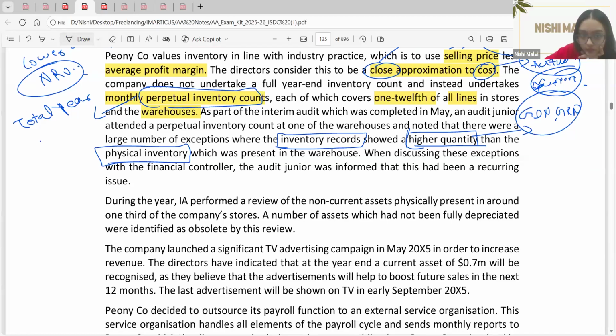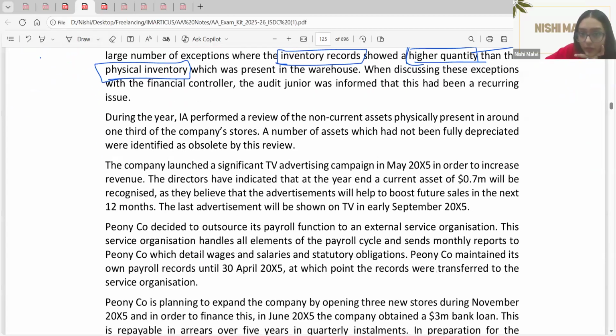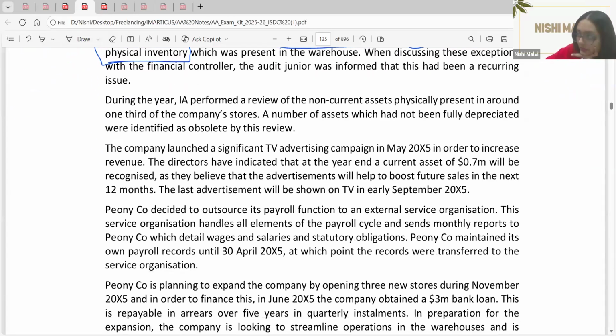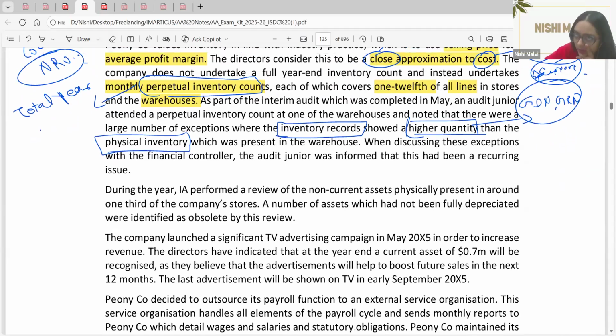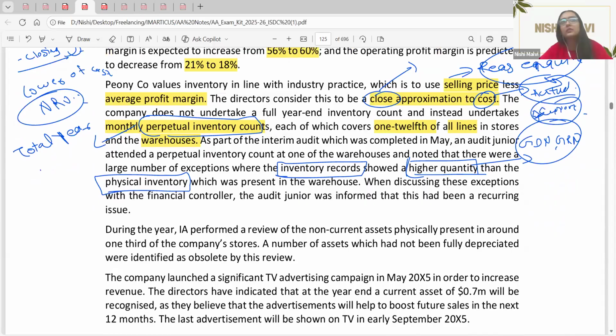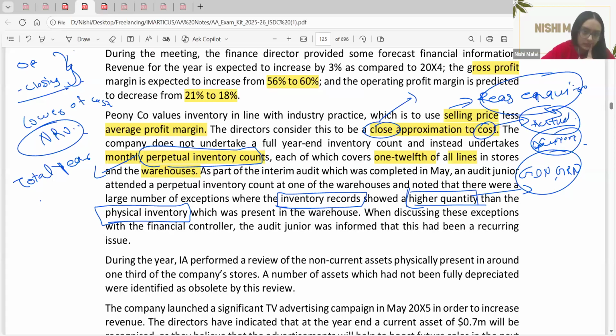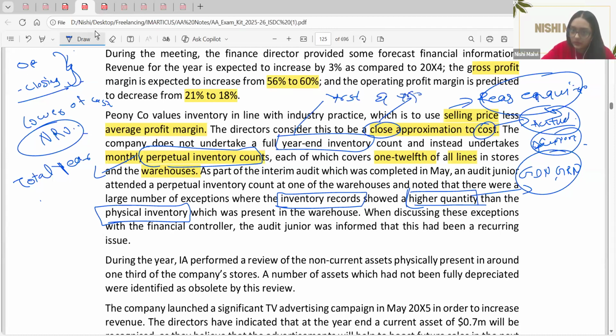Recurring issue. During the year, perform a non-current asset check. Yes, we perform a dummy entry, that would be your control again. You can't do that. What else do I feel? Start, year start and year end. Check for the purchase invoices.